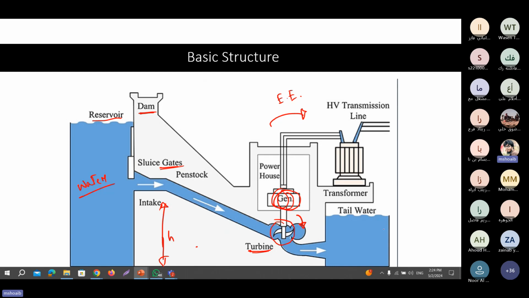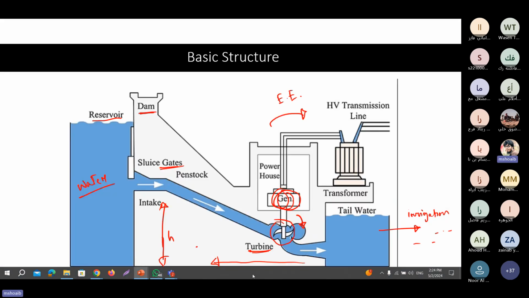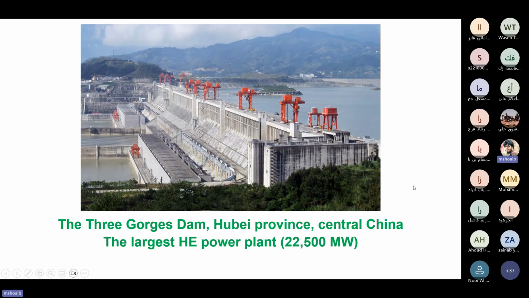The remaining part will go to the tailwater part, and this tailwater is sometimes used for irrigation, sometimes for some other purposes. Sometimes there is a channel to return back to the original reservoir. So this is the idea of the hydroelectric power plant. I hope it is clear.